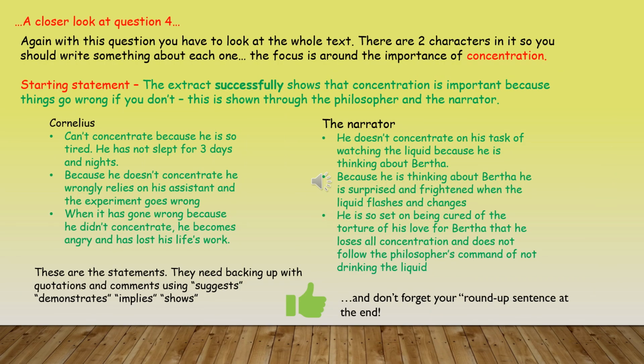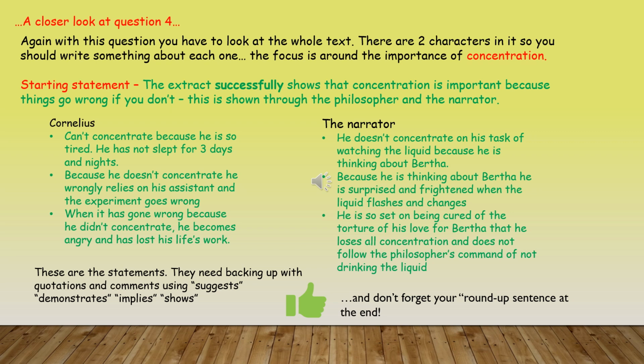The question asks you how successfully something is done. If you remember from previous PowerPoints, we've said it's always easier to argue that it is successful rather than not. And if you look at the statement, which you should aim to start with, it says the extract successfully shows that concentration is important because things go wrong if you don't. This is shown through the philosopher and the narrator. So you've stated in your opening sentence who you're going to be looking at and what happens if you don't concentrate. And then, of course, you can look at the bullets for each of the characters.